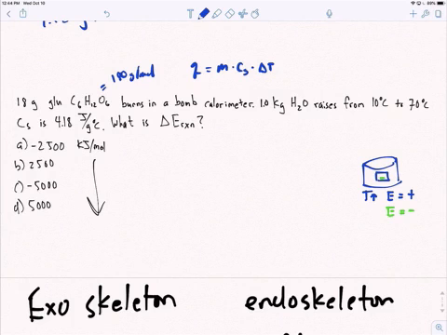Is anyone completely stuck, has no idea what to do? Okay. So how many think it's A? How many think it's B? How many think it's C? How many think it's D? Okay, so a couple people going for B.